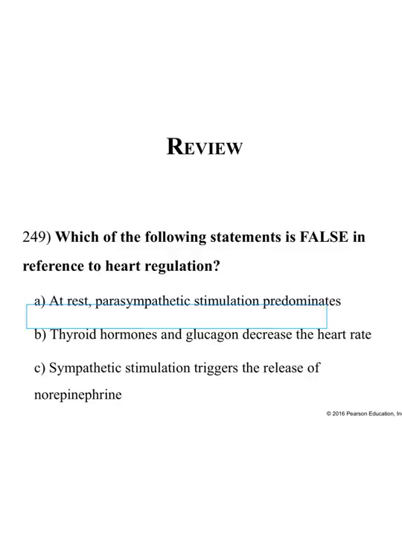Which of the following statements is false when we're looking at heart regulation? So at rest, parasympathetic stimulation predominates. That is true. Thyroid hormone and glucagon decrease the heart rate. That's false. They increase the heart rate. Sympathetic stimulation triggers the release of norepinephrine. That is true.